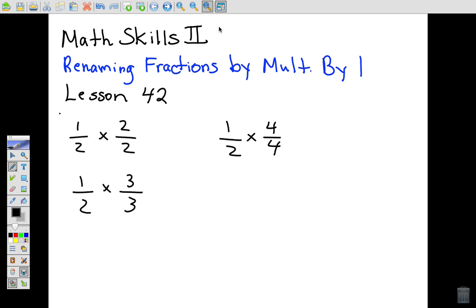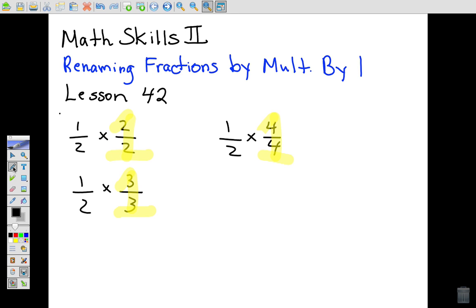So below I have 1/2 times 2 over 2. I have 1/2 times 3 over 3. I have 1/2 times 4 over 4. Now, notice the 2 over 2, the 3 over 3, and the 4 over 4. What's the value of a fraction anytime the top number is the same as the bottom? Or in other words, what's the value of the fraction if the numerator and the denominator are the same number? If you'll recall, it's the same thing as 1. So 2 over 2 is just 1. 3 over 3 is just 1. Or 4 over 4 is just 1. So what we're doing here is we're really multiplying by a fraction that has the same value as 1.